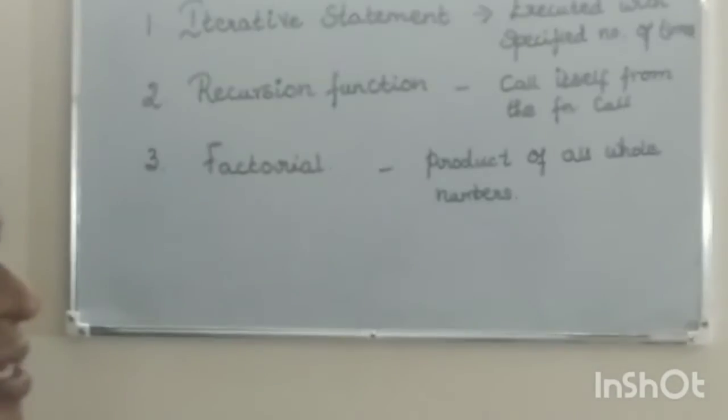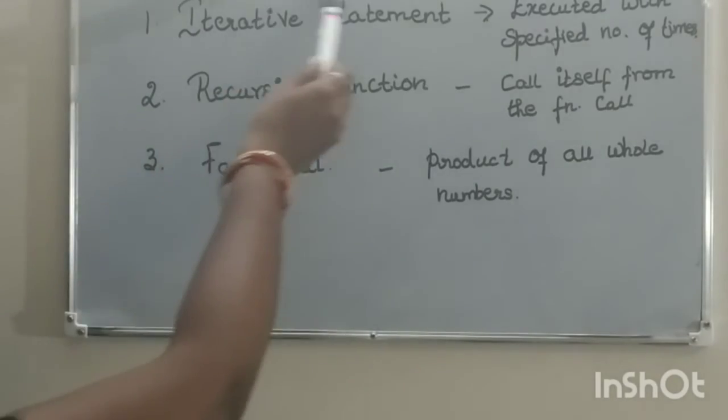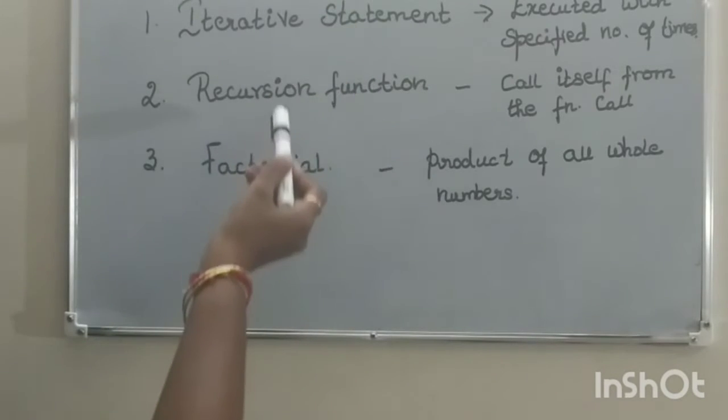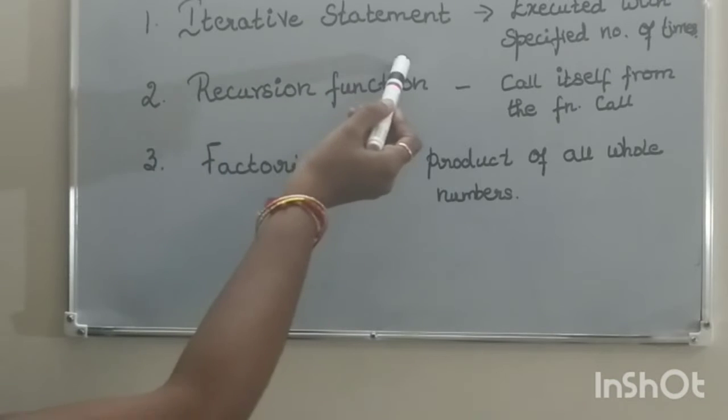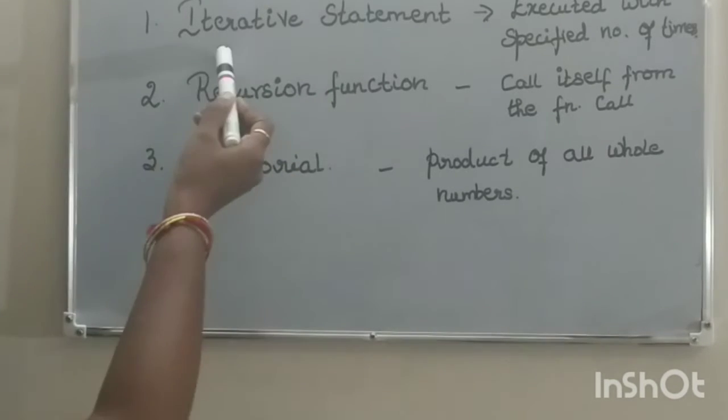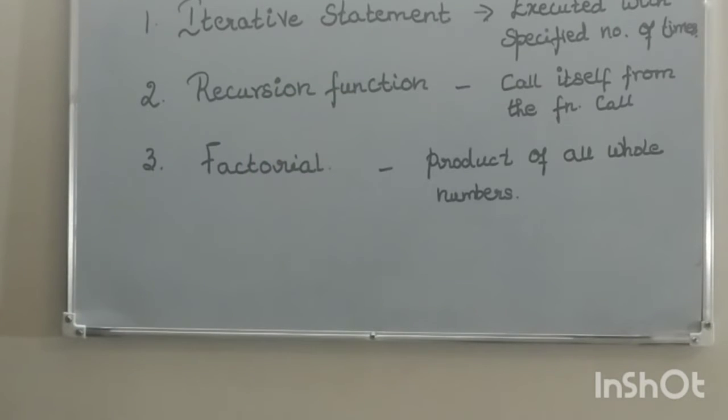Today we are going to discuss 6.4 recursion in Python. Under this we have three main topics: iterative statement, recursion function and then factorial. So what is an iterative statement? Statements are executed a specified number of times or until the condition is met.